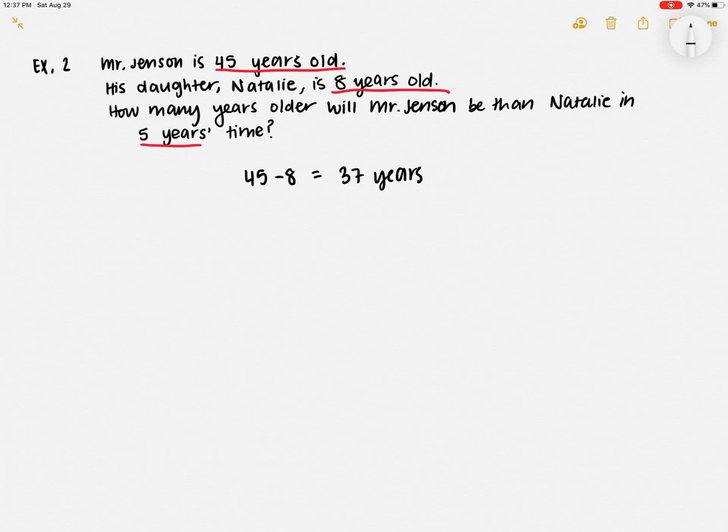So this tells us that Mr. Jensen is 37 years older than Natalie. And just like the last problem, we refer back to rule number 1, which says that the age difference will always remain the same, no matter how many years goes by. So if Mr. Jensen is 37 years older than Natalie when she's 8 years old, in 5 years he will still be 37 years older. So that is the answer.